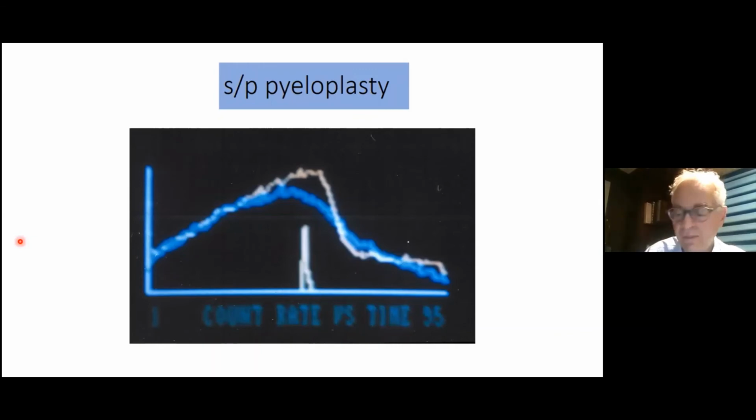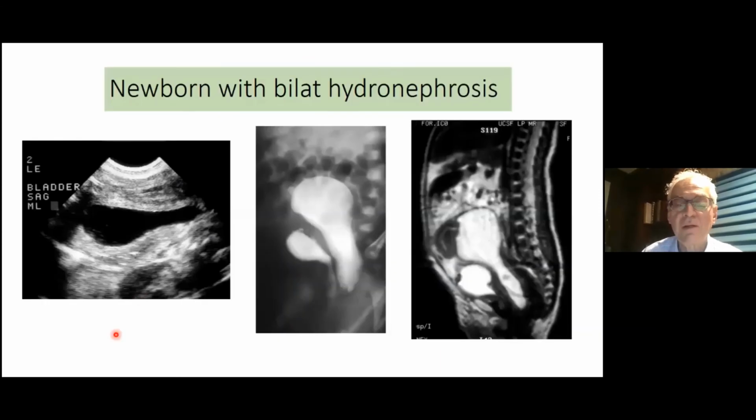Okay. And if you have time, I've got a couple more. This is a newborn with bilateral hydronephrosis. Here's the pelvic image of the ultrasound. Here's the cystogram image. And if you wanted, here's the MRI. Was really not necessary, but for fun, we showed it. I don't know if you can see that there. So what do you guys think?